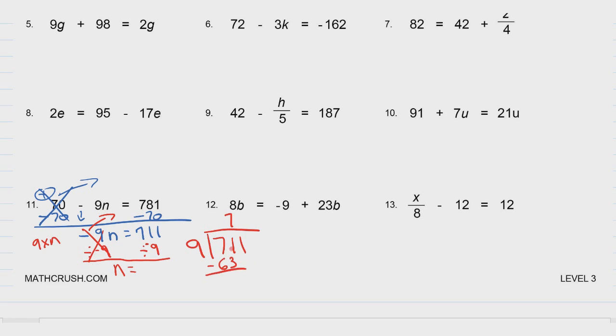You're going to subtract 71 minus 63, which is 8. You're going to bring down the 1, and 9 goes into 81 9 times. 9 times 9 is 81, and you are done. So the answer is 79 right there.